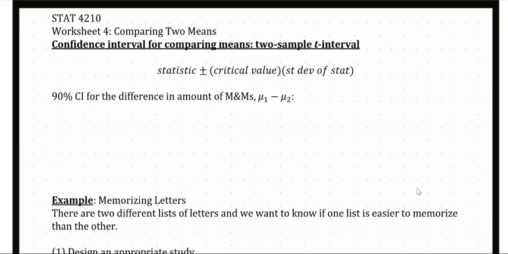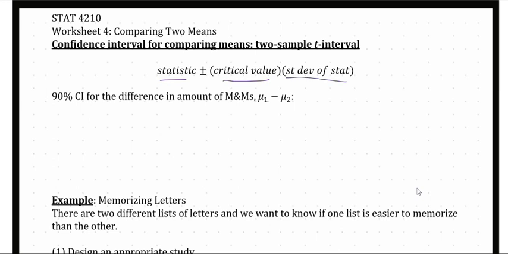To find a confidence interval for the difference in two means when we have independent samples, we start off the same way we do for any confidence interval. We have a statistic. We need to find a critical value from the distribution calculator, and we also need to know the standard deviation of our statistic.